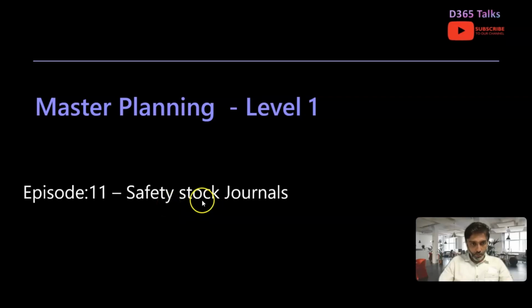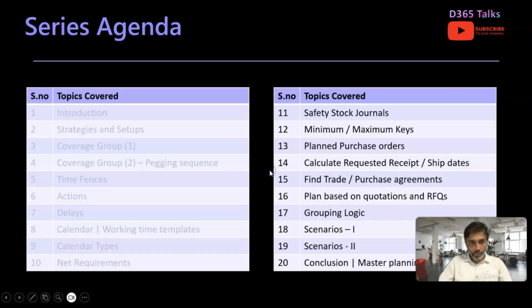So let's quickly get into today's topic of safety stock journals. If we look at the agenda, we already covered 10 episodes of our master planning level 1 series. In this level 1 series, we'll also talk about other important key concepts like the safety stock journal and minimum maximum keys. And from episode number 13 or 14, we'll primarily try to cover the scenarios which will help you connect the dots of whatever we have discussed so far.